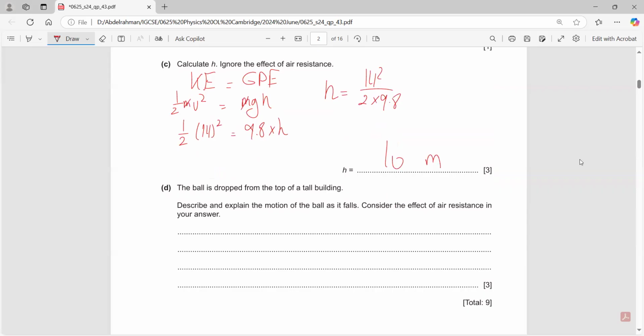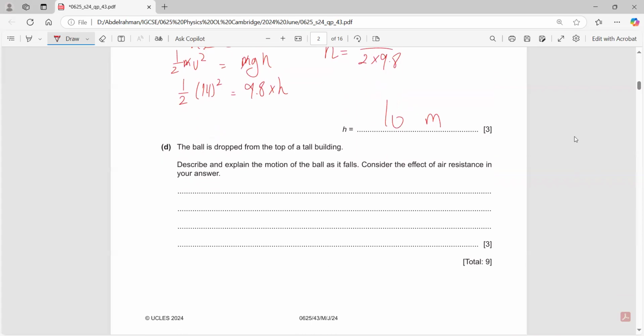The ball is dropped from the top of a tall building. Describe and explain the motion of the ball as it falls downwards. Consider the effect of air resistance in your answer. In part C, we ignored air resistance, but in D, we need to consider it. So initially, when the ball is dropped, it falls with a constant acceleration.